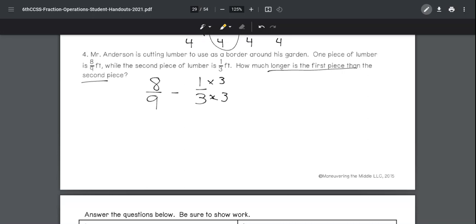So now I need to rewrite my new fractions. 8/9 stays the same, minus 1 times 3 is 3, and 3 times 3 is 9. Now that our denominators match, we just solve it. Subtract the tops. 8 minus 3 is 5, and you keep your common denominator, which is 9. Your answer was 5/9. 5/9 of a foot.